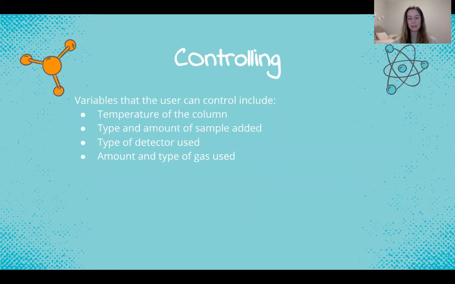And then variables that you can control include the temperature of the column, which is normally based on the boiling point of the mixture, and then the type and the amount of sample added. And then you can also control the type of detector you use. Each machine has a different type of detector, so you'd pick the machine based off of the sample that you're using, and then the amount and type of gas that you use.